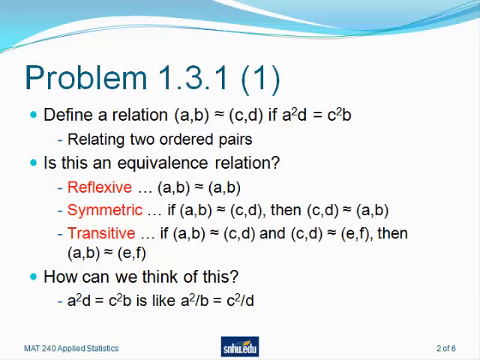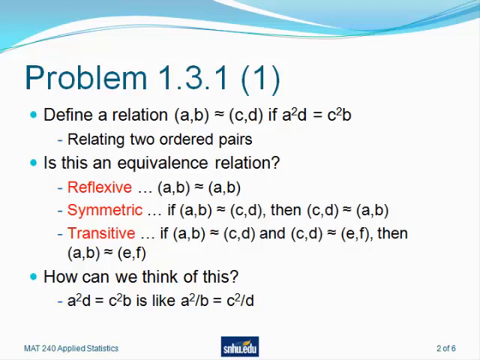We want to prove that this is an equivalence relation. To do that, we need to prove three things. One is that it's reflexive. In other words, A comma B is equivalent to A comma B. Secondly, we need to prove that it's symmetric, so that if AB is equivalent to CD, then CD is equivalent to AB.